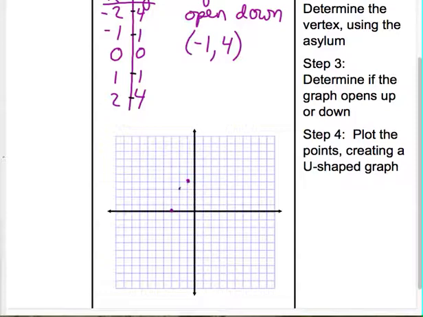Left 1, down 1, right 1, down 1, and right 2, down 4. Now these are the minimum number of points you need when you graph your parabola. We also know 3 squared is 9, so if you've got the room and you want to make your parabola a little bit bigger and more accurate, you could go right and left 3 and down 9.